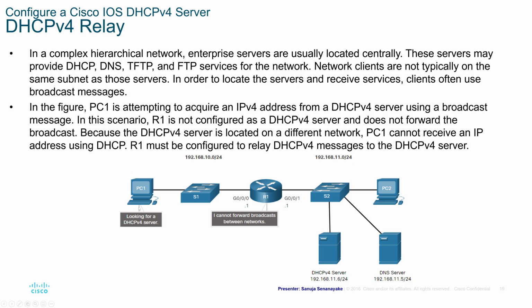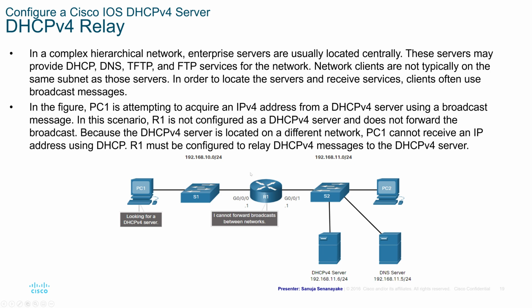So you have PC1 sending a broadcast message looking for an IPv4 address. Because the DHCPv4 server is located on a different network, PC1 cannot receive the IP address from DHCP. So the DORA is going to fail. R1 must be configured to relay DHCPv4 messages to the DHCPv4 server because the DHCPv4 server is located at 192.168.11.6, but the network that the PC is connecting to is 192.168.10.0. So the DHCP server is on the 192.168.11.0 network because its server IP address is 192.168.11.6.